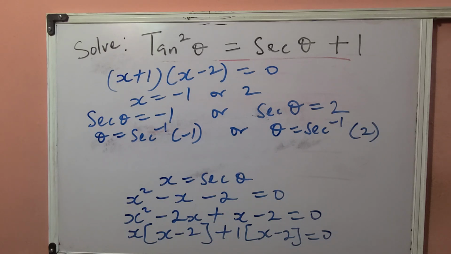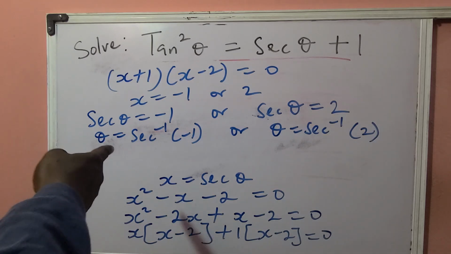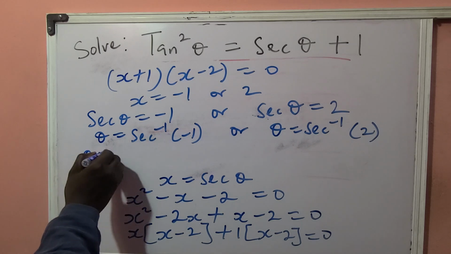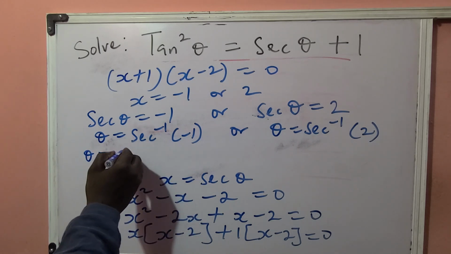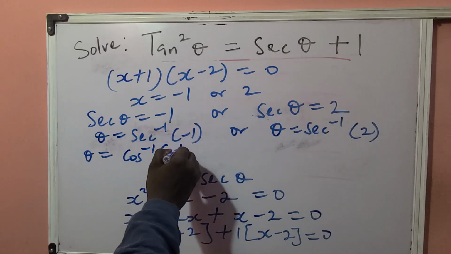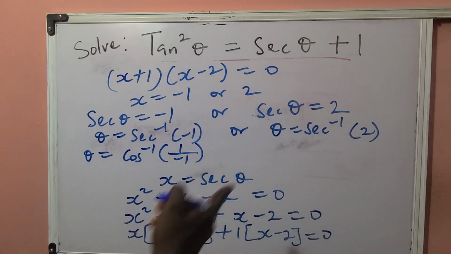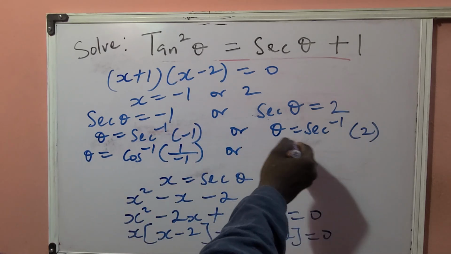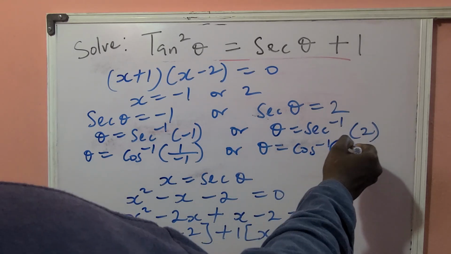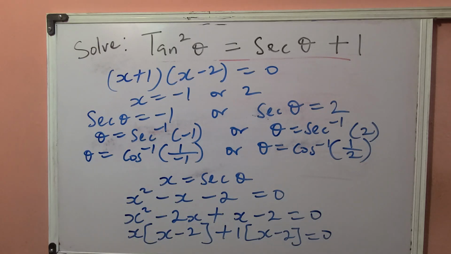But what you can do is to use your understanding of secant and its reciprocal. Secant is actually 1 over cos theta. So that means for you to find the arc secant, we can decide to find the arc cos of 1 over minus 1. In this case, for us to find the arc secant here, we'll be finding the arc cos of 1 over 2.